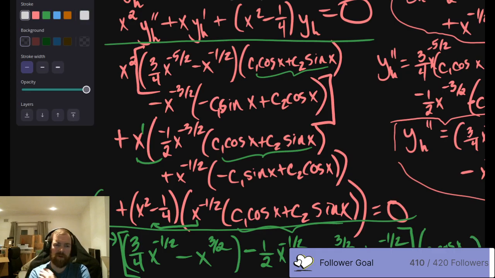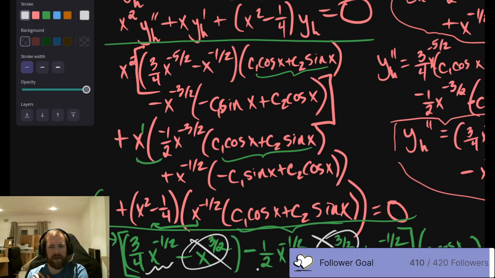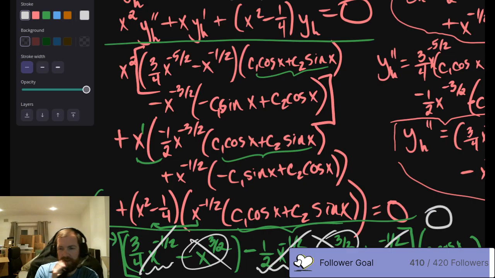And if you look real careful, negative 1 x to the 3/2, positive 1 x to the 3/2, those are gone. 3/4 x to the negative 1/2, minus 1/2 minus 1/4. So negative 1/2, negative 1/4 is going to get us negative 3/4, and we have a positive 3/4. So all three of those are gone too, which just gets us a big 0 for this entire set.